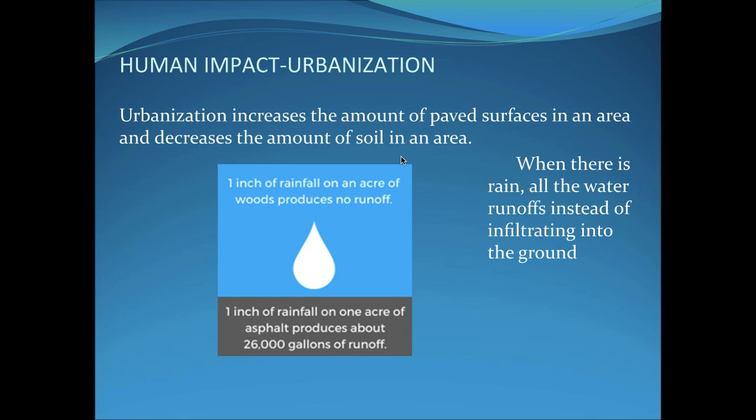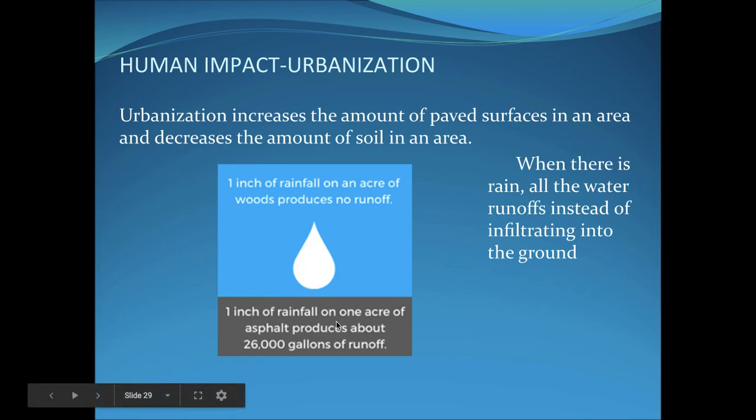So basically, when it rains, normally when precipitation happens in nature, you have some runoff and some infiltration. Well, because it's urban now, there's no infiltrating because pavement is impermeable. Water can't go through it. So all that water goes somewhere else. This produces flooding.